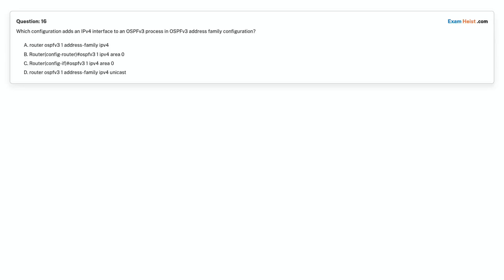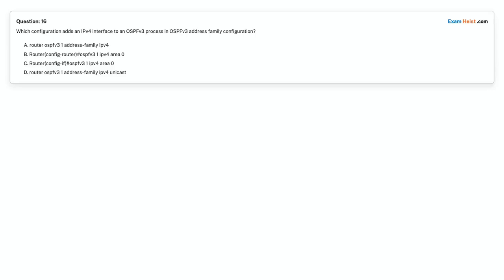Question 16. Which configuration adds an IPv4 interface to an OSPFv3 process in OSPFv3 address family configuration? Option A. router ospfv3 1, address-family ipv4. Option B. Router(config-router)# ospfv3 1 ipv4 area 0. Option C. Router(config-if)# ospfv3 1 ipv4 area 0. Option D. router ospfv3 1, address-family ipv4 unicast.